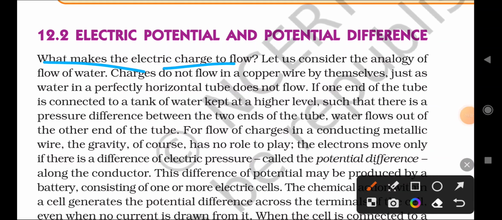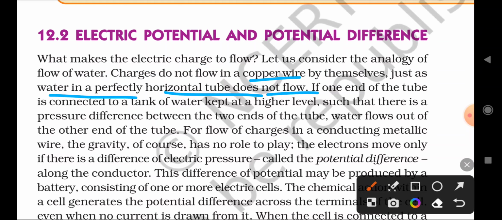So what makes the electric charge flow? Let us consider the analogy of the flow of water. Charges do not flow in a copper wire, correct? A copper wire contains charges, correct? They cannot move by themselves, just as water in a perfectly horizontal tube does not flow.